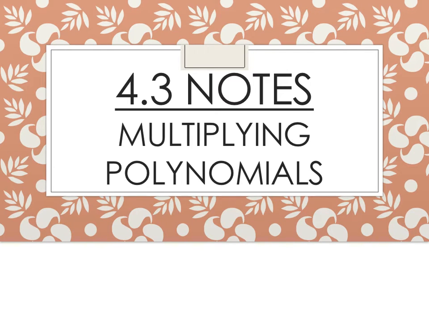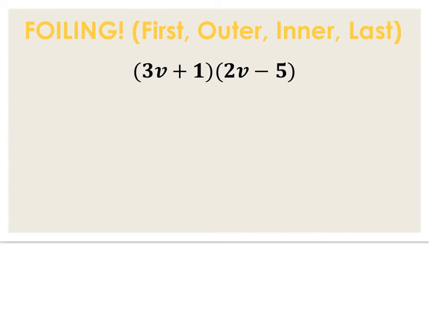Today we're going to review how to multiply polynomials. We added and subtracted the day before, two days ago, and today we're going to multiply them. Foiling refresher: that means first, outer, inner, last.